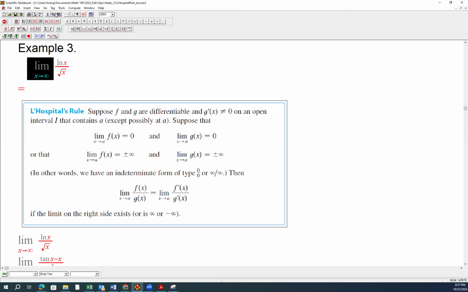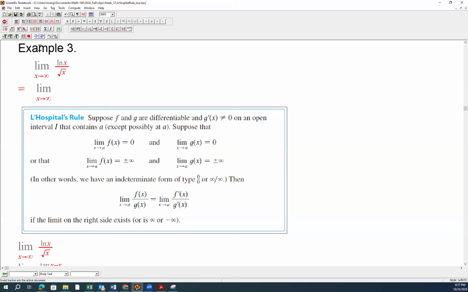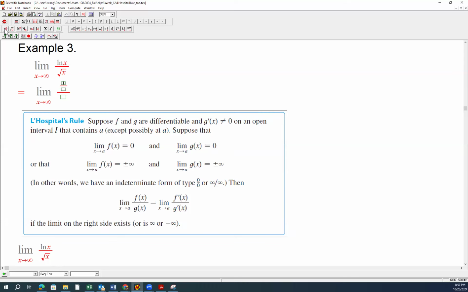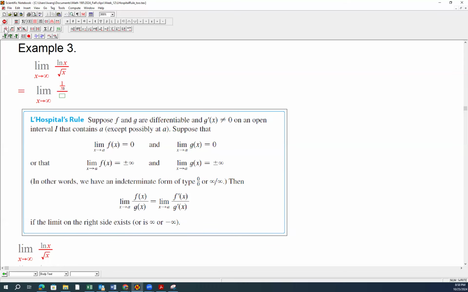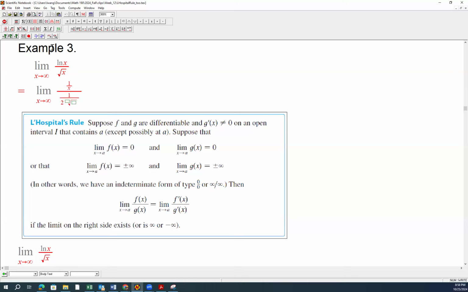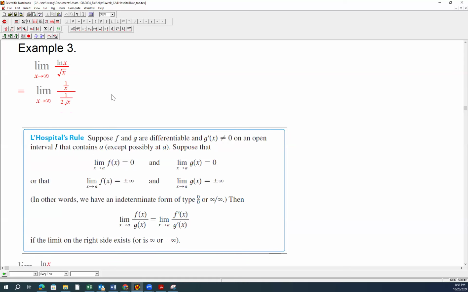See, this time I'm not even using any scratch paper. I'm just going to take a derivative like that. And the derivative of root x is 1 over 2 times root x. We're going to simplify this. How do we simplify this?